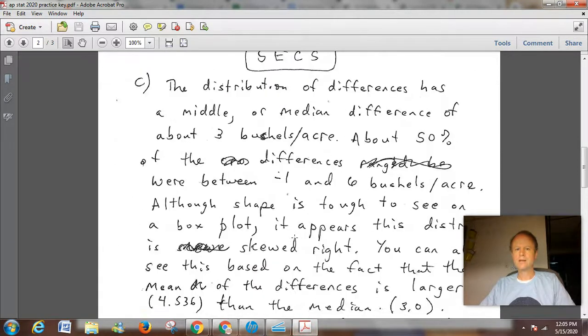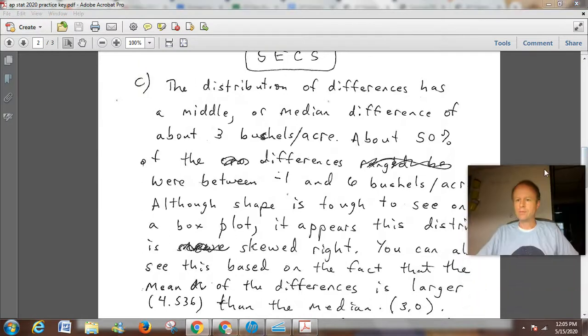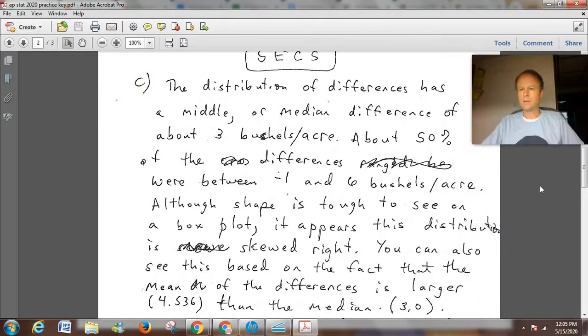It said the distribution of differences. I'm going to move myself out of the way here. There we go. The distribution of differences has a middle or median difference of about 3 bushels per acre. About 50% of the differences were between -1 and 6 bushels per acre. Although shape is tough to see on a box plot, it does appear that this distribution is skewed right.